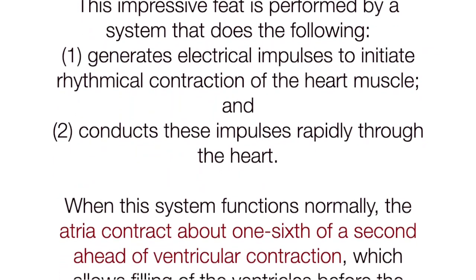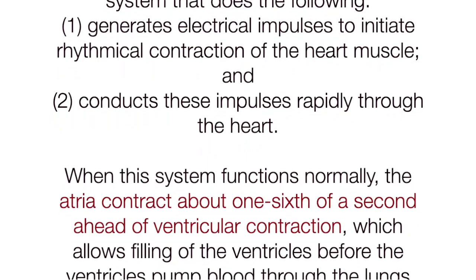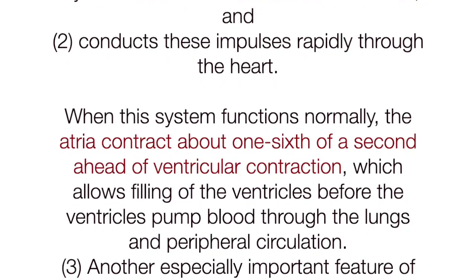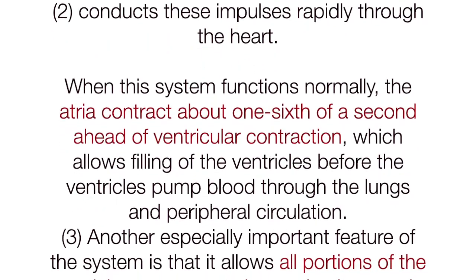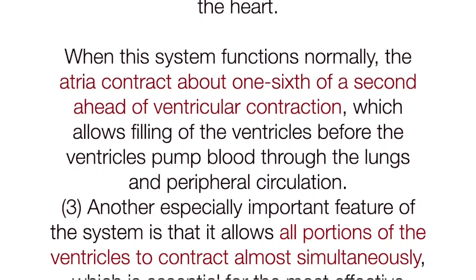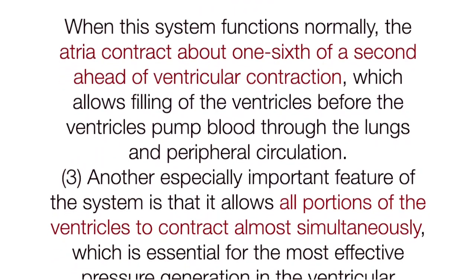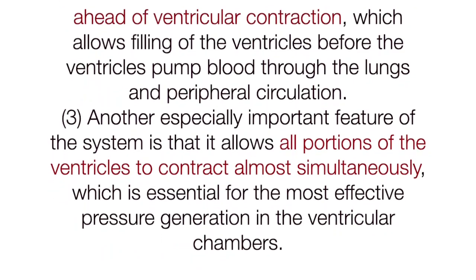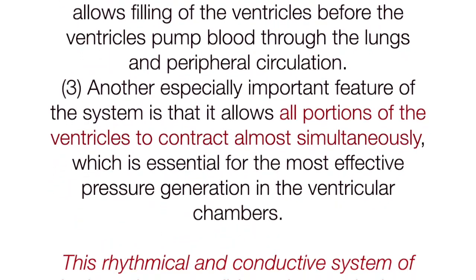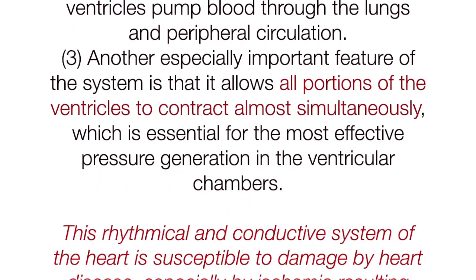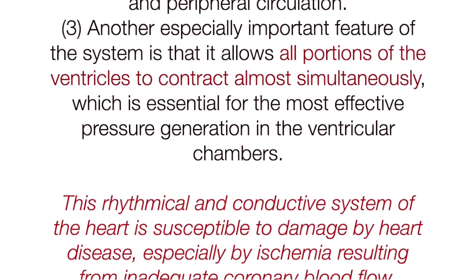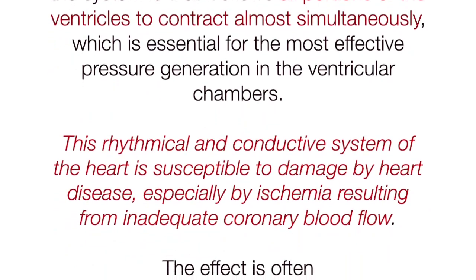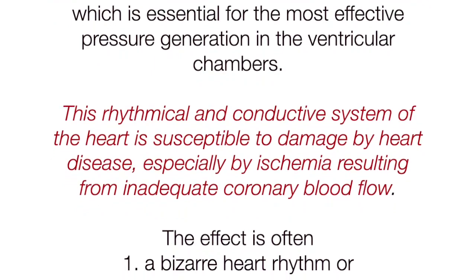When the system functions normally, the atria contract about 1/6 of a second ahead of ventricular contraction, which allows filling of the ventricles before the ventricles pump blood through the lungs and peripheral circulation. 3. Another especially important feature of the system is that it allows all portions of the ventricles to contract almost simultaneously, which is essential for the most effective pressure generation in the ventricular chambers.